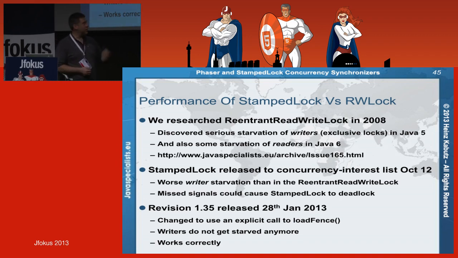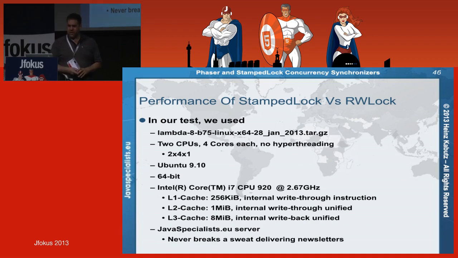Also, with the latest versions from the 28th of January, so it's like last week, they've changed now to have an explicit call to loadFence. Writers don't get starved anymore, and it also seems to work correctly. So I ran this on my website. My website doesn't get used very much. It's got 8 cores, and it's completely over-spec'd for what I'm doing. I need to get to Gelastic or something like that. But I use it for performance testing as well. So my website wouldn't have had an impact on the results. It's an 8-core machine running Ubuntu 9.1, 64-bit, with a bunch of other specs if you're interested.